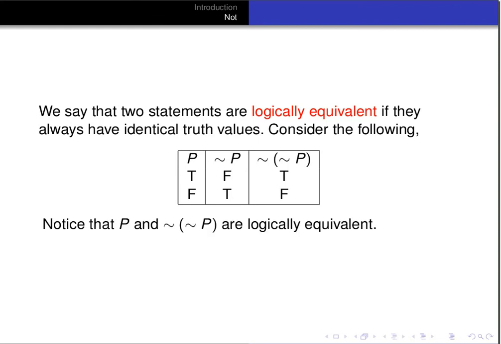Okay? So notice here that P and the negation of not P are logically equivalent. Okay, so P and not not P are logically equivalent. We'll see more examples of logical equivalence as we move forward.